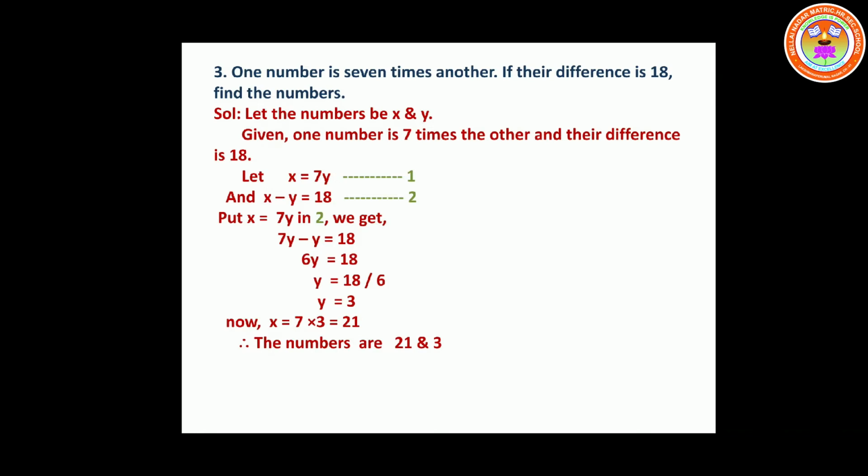So now I have got equations 1 and 2. In the first equation it is x is equal to 7y, and in the second equation it is x minus y is equal to 18. Now in the second equation I am going to substitute the value of x from the first equation. Put x is equal to 7y in equation 2. So in the place of x, 7y minus y is equal to 18. Both variables are y on my left hand side. So 7y minus y becomes 6y, that is equal to 18.